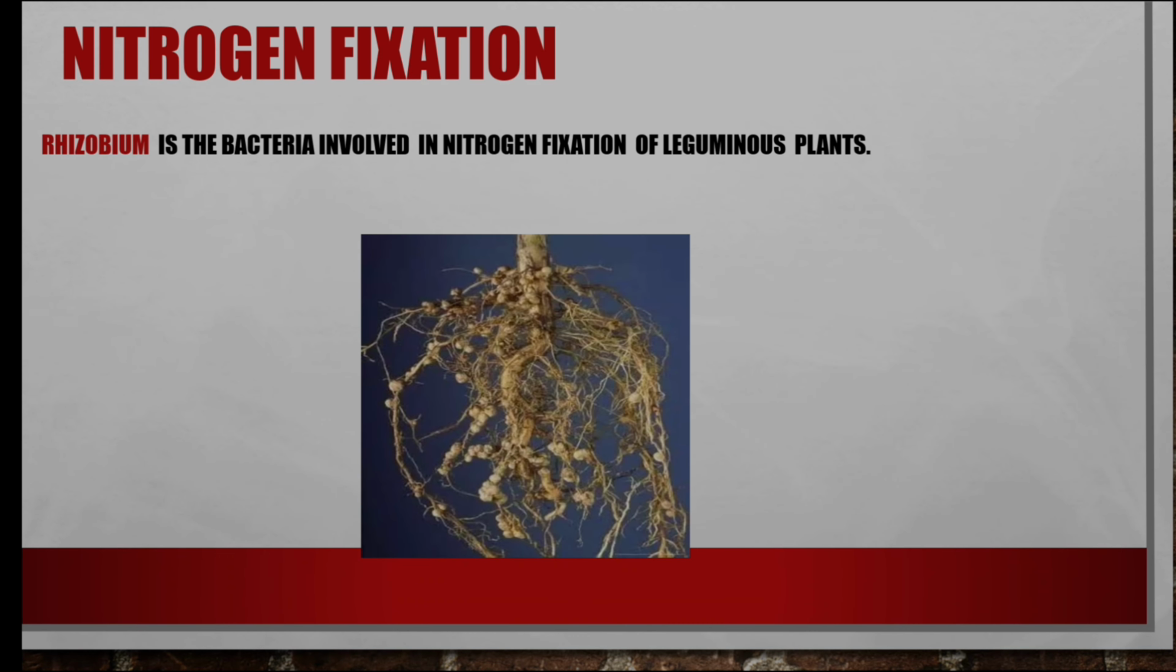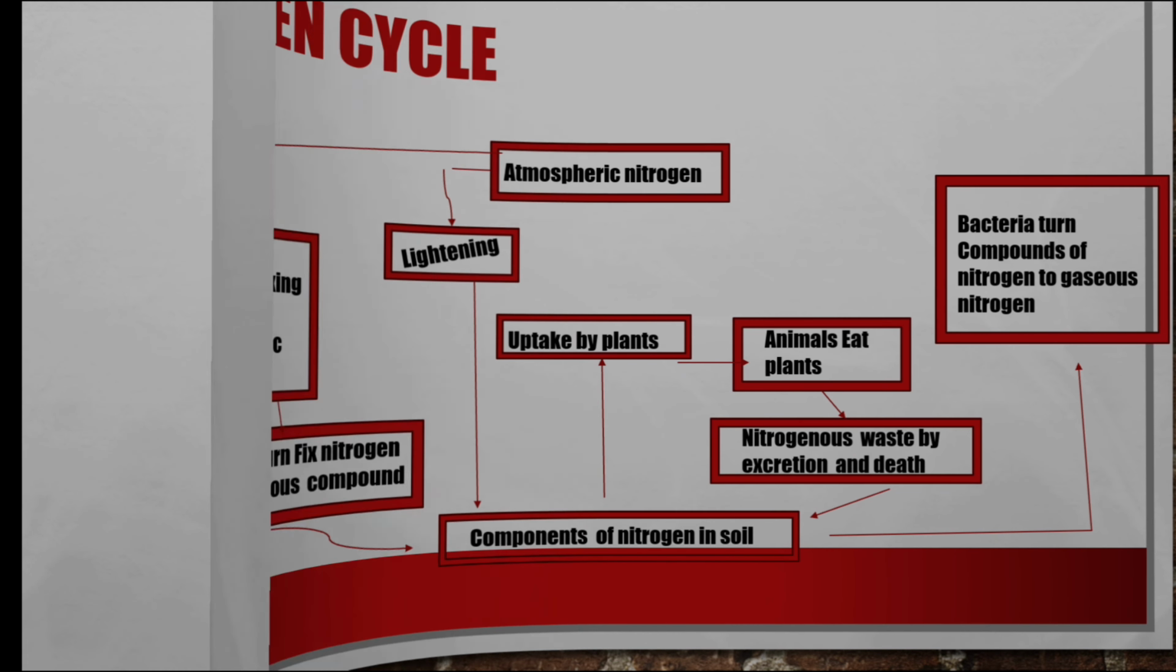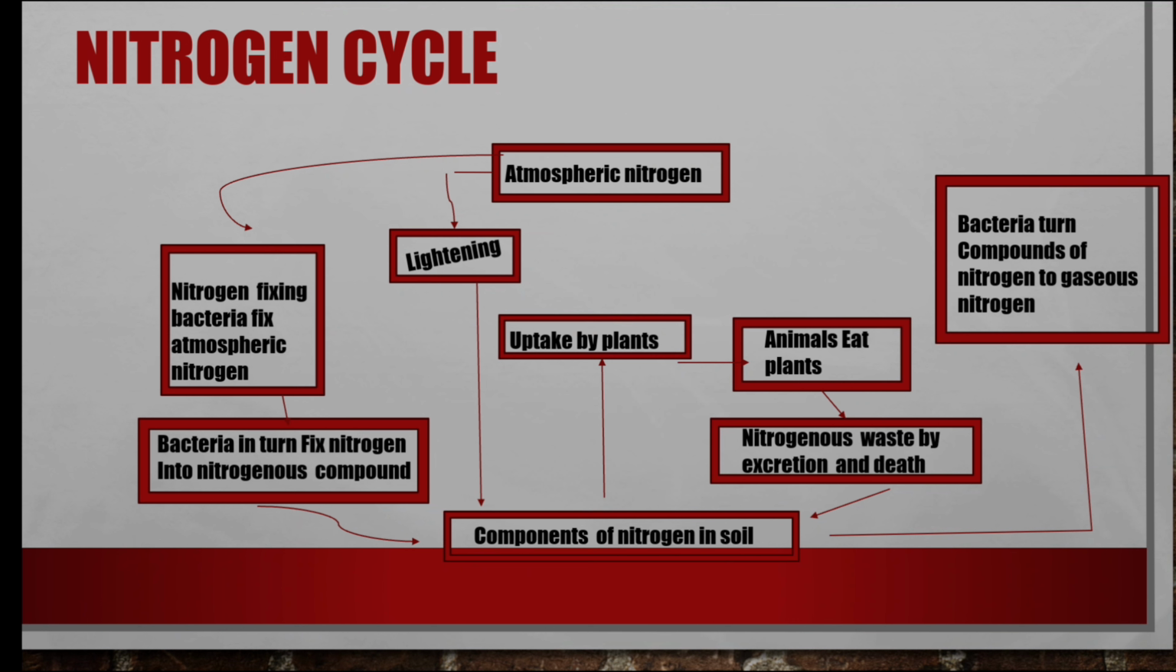Nitrogen fixation. Rhizobium is a bacterium involved in nitrogen fixation in leguminous plants. Let me explain the nitrogen cycle. The role of microorganisms in the nitrogen cycle is very important. Plants need to make proteins for their growth, and they need nitrogen substances present in the soil. As crops grow, the nitrogen compounds are used up. How is the soil replenished again and again? This all happens in the nitrogen cycle.